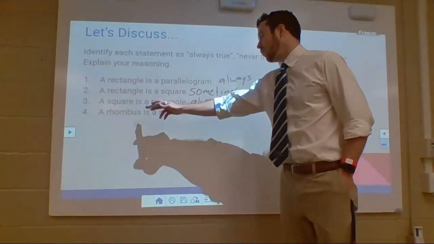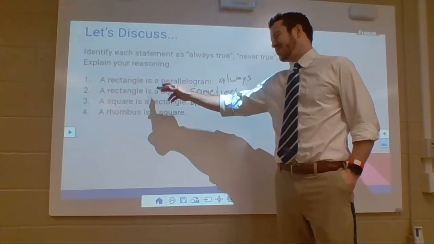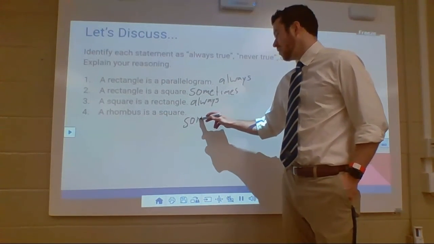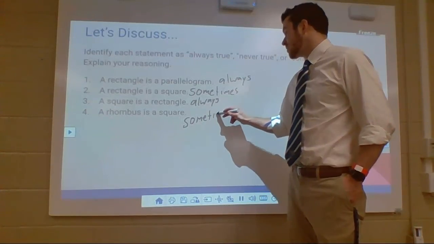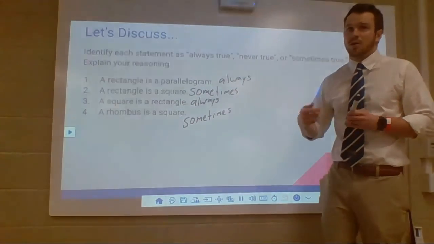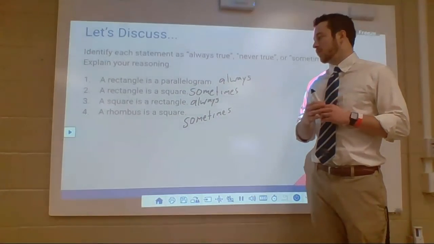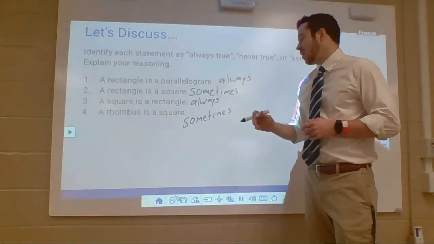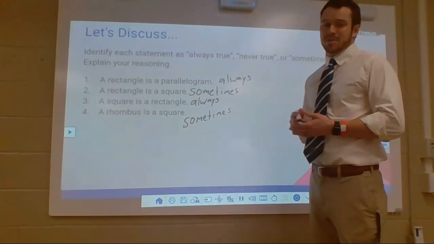So number 4, a rhombus is a square. Well, this is kind of like number 2, saying a rectangle is a square. This is sometimes true. A rhombus always has 4 congruent sides, right? But if that rhombus also has 4 right angles, then that would make it a square. Okay, so that is sometimes true.